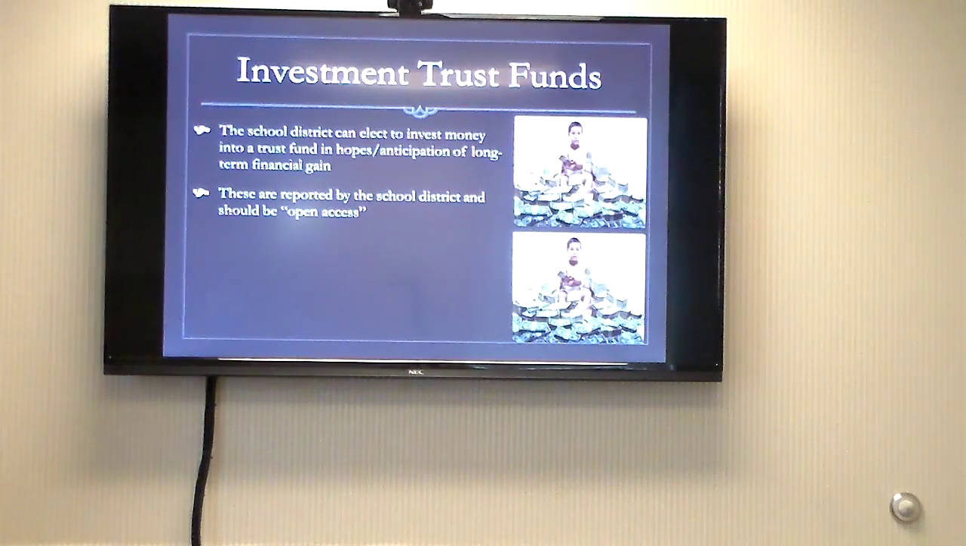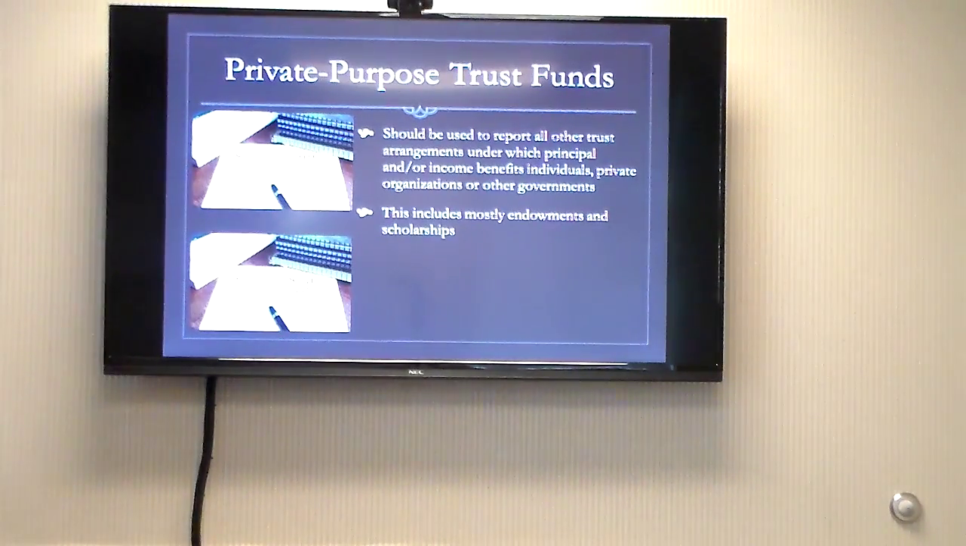So investment trust funds: the district can invest money into a trust fund in hopes of a long-term financial gain. Whether you do that or not, I believe that they should be open access so everybody knows where the money is going. If you're putting money that the district has in a trust fund that's eventually going to go to pension or retirement, you need to know where it's coming from. So private purpose trust funds are big in this state because of the number of endowments that a lot of your schools and your school systems have.